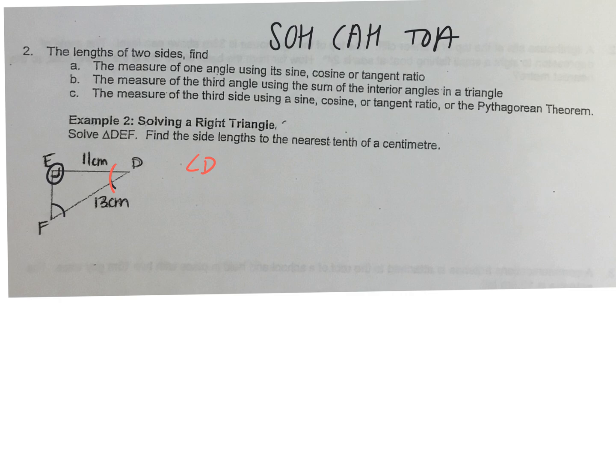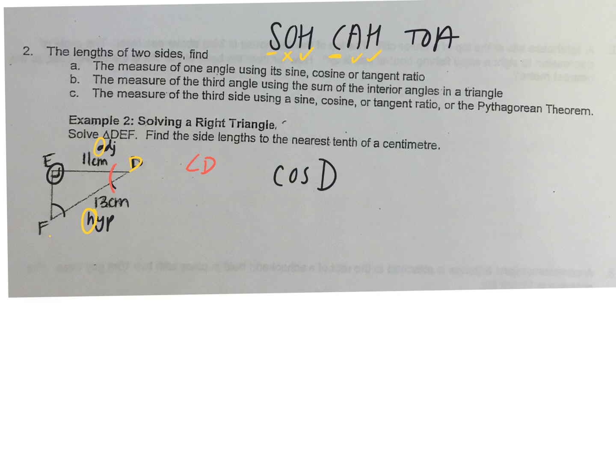So in relation to angle D, 11 centimeters is opposite, adjacent, or hypotenuse. Good, adjacent. And 13 centimeters is opposite or hypotenuse. Hypotenuse. So you're looking for a ratio that has A and H. Sine does not have A, it only has H. Cosine has A and H, right? So you're using the cosine ratio.